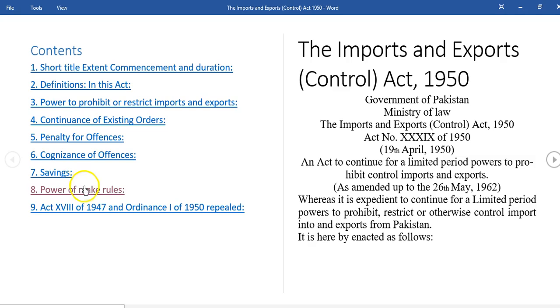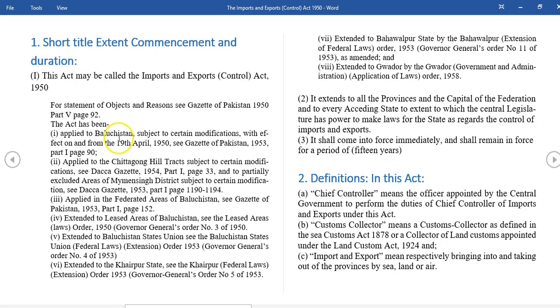And in 8 we have the extraordinary power to make rules along with this act or beyond this act. And in section 9 we have a special announcement about cancellation of previous acts and ordinances. So starting with section 1 about the short title, extent, commencement and duration, here we have some provisions.